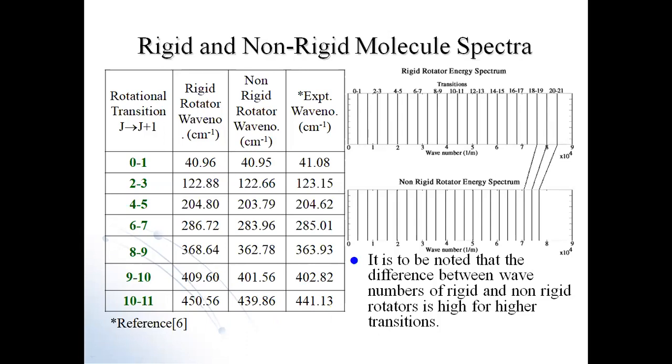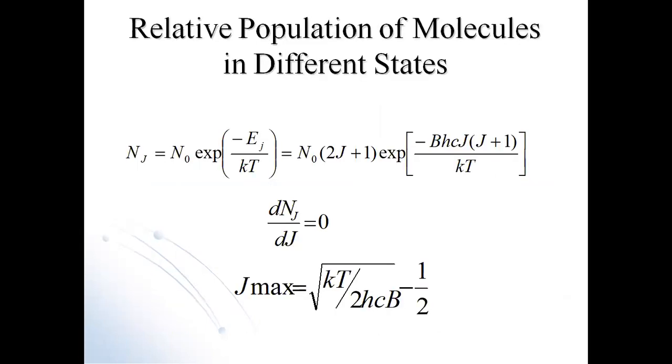I will appreciate it if you write the Excel sheet, that will be very nice, and prepare the chart, prepare your report here. And now you have another exercise which you can work out. This is giving you the relative populations of the molecules in different states. That means the number of molecules present in the J state relative to the number of molecules present in the ground state. This you can calculate using the Boltzmann distribution, and these derivations are given here.